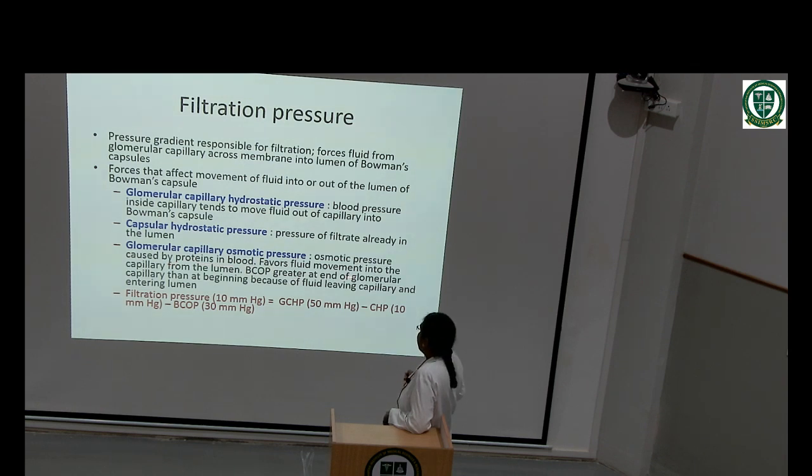This is greater at the end of the glomerular capillary than at the beginning because fluid leaving the capillary will enter the lumen. This filtration fraction is 10 mmHg. This 10 mmHg we got by GCHP, that is glomerular capillary hydrostatic pressure, around 50 mmHg, minus capsular hydrostatic pressure around 10 mmHg. 50 minus 10 is 40, minus Bowman's capsule osmotic pressure of 30 mmHg, which gives 10 mmHg of filtration pressure. So, this is a filtration pressure of 10 mmHg.